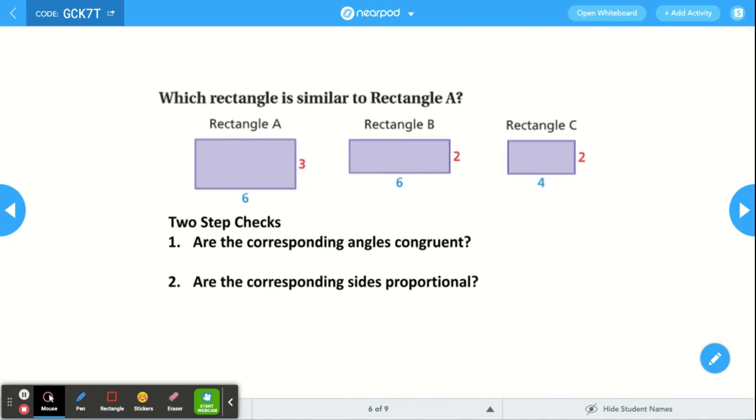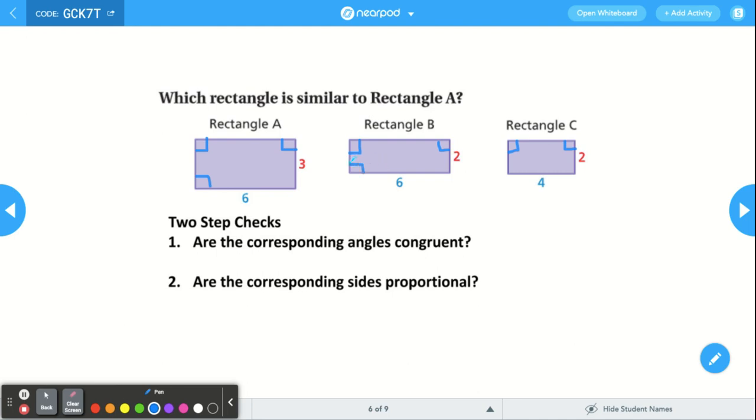All right, so remember there are two rules to decide if a shape is similar. And the first one is, are the corresponding angles congruent? So let's take a look at the angles inside of rectangle A. So this is 90 degrees. The corresponding angle in B is 90 degrees. The corresponding angle in rectangle C is also 90 degrees. All right, so those are the same. And it looks like all of my angles that are corresponding are congruent.